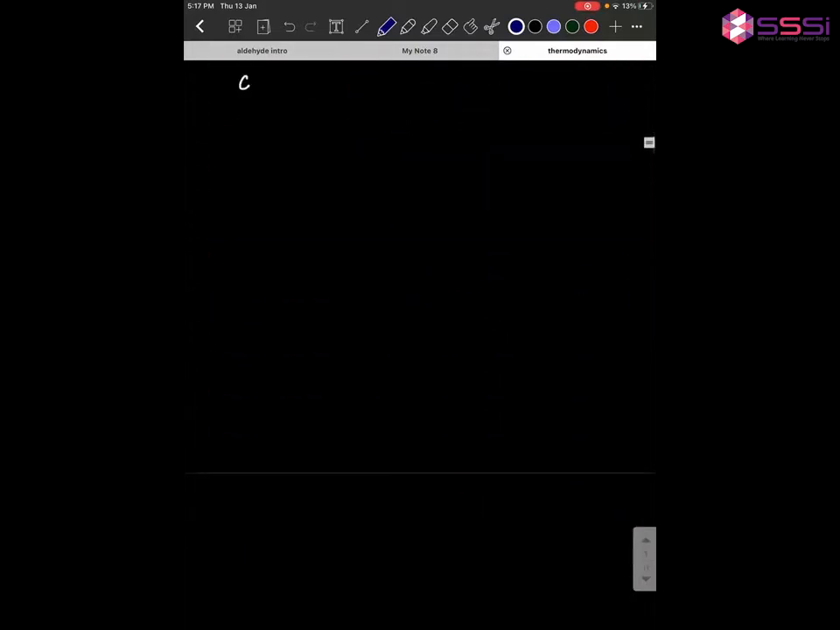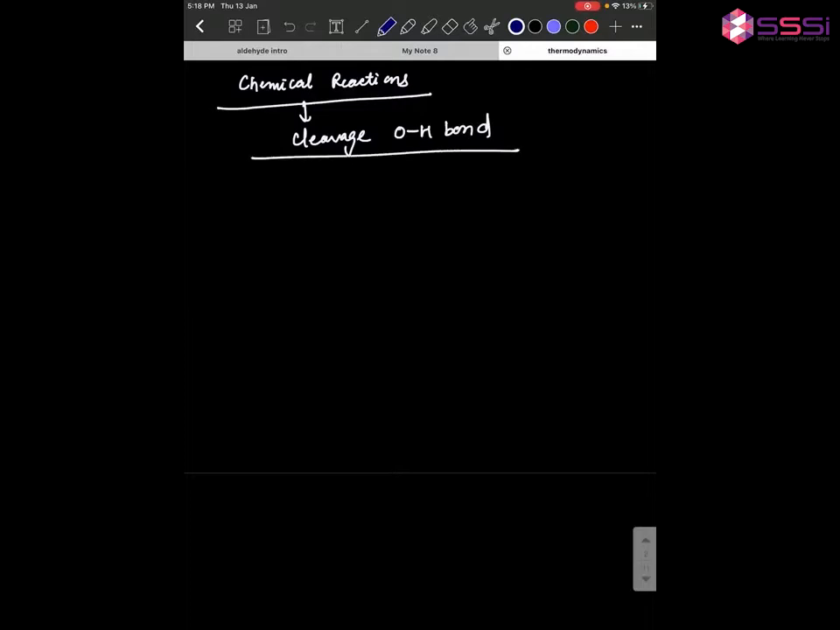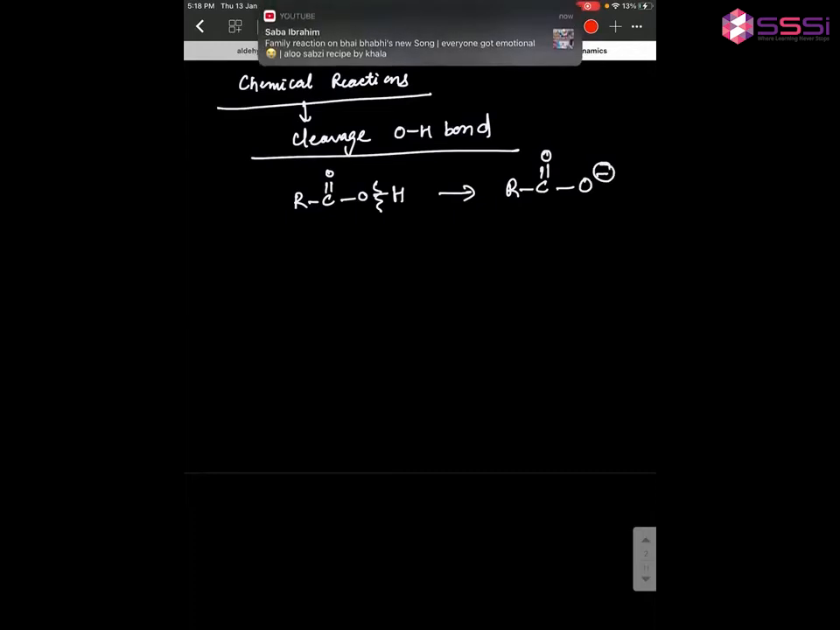Now the next topic is chemical reactions. First, we will be doing the chemical reactions which involve the cleavage of the OH bond. It is the same bond that we have studied here. If the cleavage of this bond occurs, it will give us a carboxylate ion. Clear?